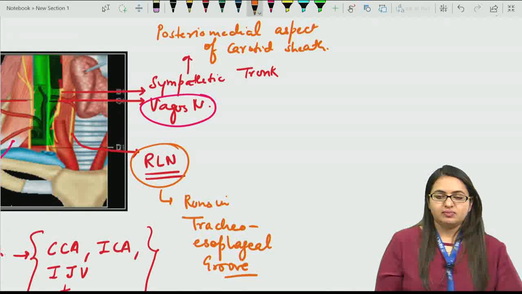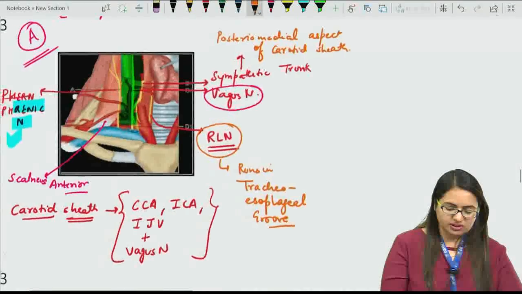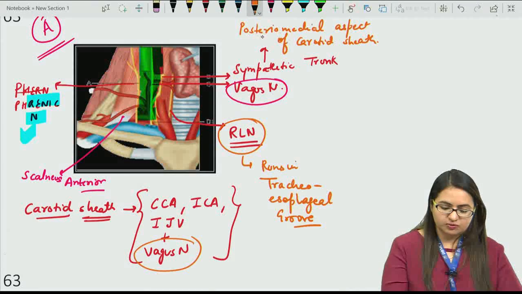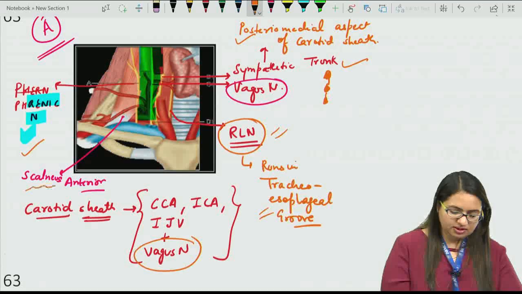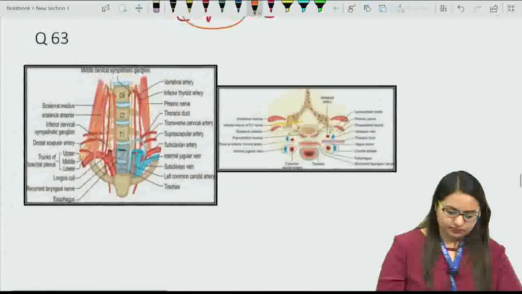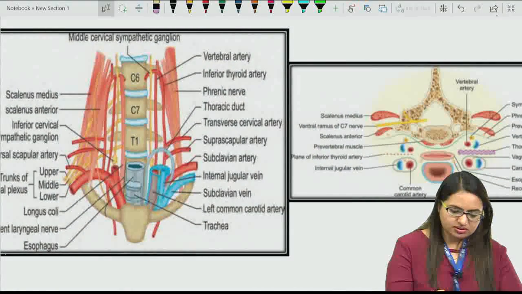So by knowing the location and the relations, we can identify these various nerves. Within the carotid sheath we have the vagus nerve. Towards the posterior medial aspect of the carotid sheath we have the sympathetic trunk, which has a ganglionated appearance like this. The recurrent laryngeal nerve runs in the tracheoesophageal groove, and the phrenic nerve runs anterior to the scalenus anterior muscle. This is the same picture showing the various structures.